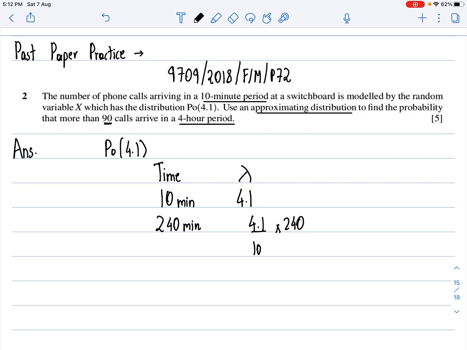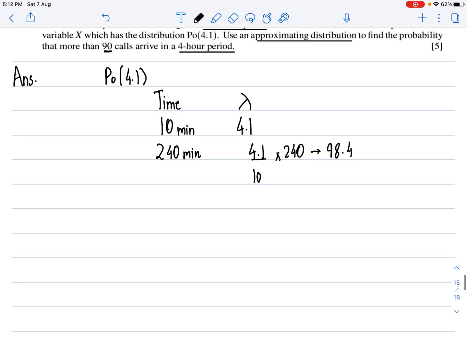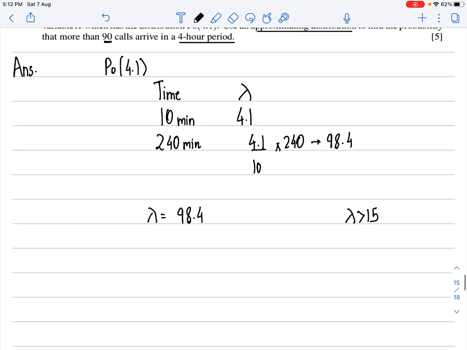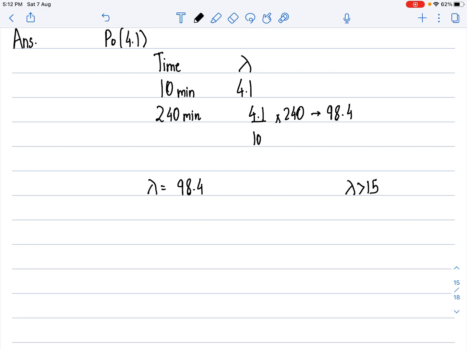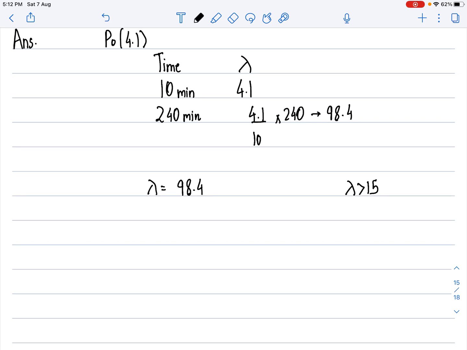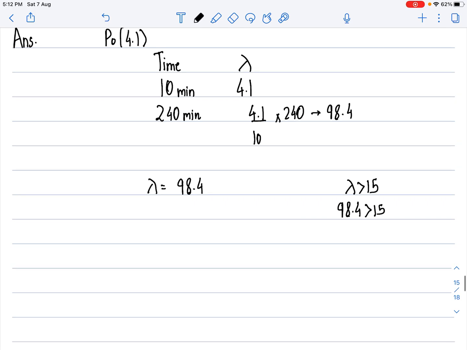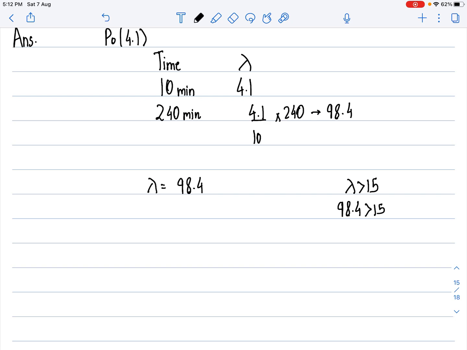Correct? Which is simply 98.4. So my new lambda is basically 98.4. Now you need to use an approximating distribution. Okay, so 98.4, I know if my lambda is more than 15, correct? I convert it basically to normal, correct? So basically I know in this case my 98.4 is more than 15. That means a suitable approximation will be basically a normal distribution.